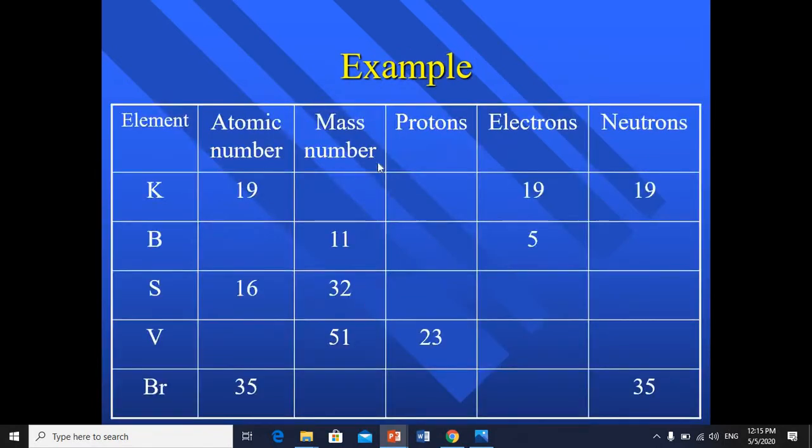And here we also have different examples. I want you to practice on them. We have different elements. You see the symbol of them here, and for some of them I'm giving you the atomic number, for some I'm giving the electrons or the neutrons, to get the missing part. So you must practice on this to get the missing part.